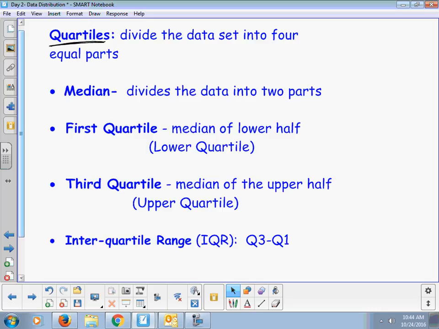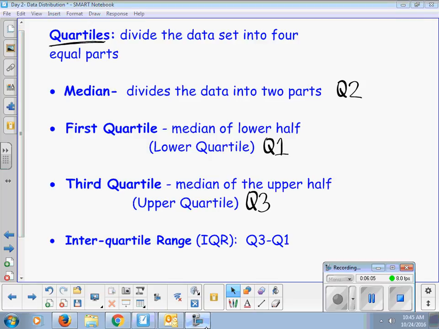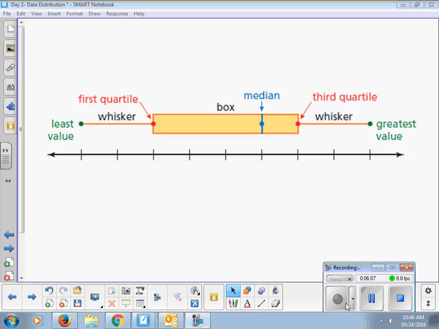Your median divides the data into 2 parts. First quartile is the median of the lower half, or lower quartile. That is sometimes called Q1. Your median is sometimes called Q2. Your third quartile is the median of the upper half of data, or your upper quartile, which is Q3. And your interquartile range is abbreviated IQR, and that is the range of your quartile. So you subtract Q3 minus Q1. Go ahead and use this to fill in your vocabulary words.